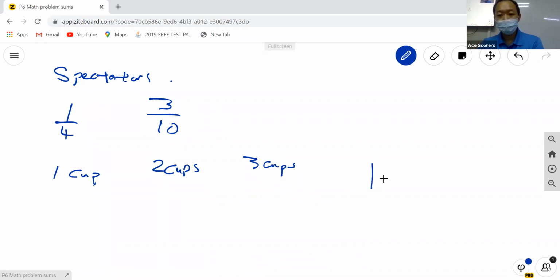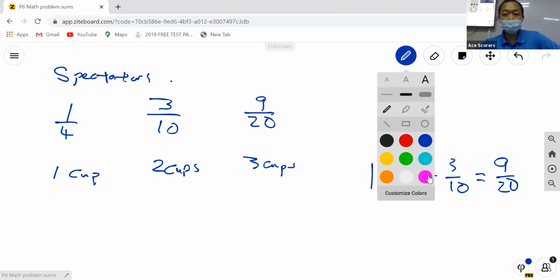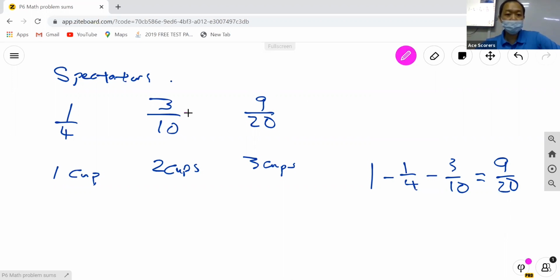So let's do the working. 1 whole minus 1/4 minus 3/10. What do you get? 9/20. Okay, so now this is 9 out of 20. So I have a bit of a problem. You see, all of them have different denominators. So what I like to do is to convert them to the same denominator for comparison. So this is actually 9. Then this one becomes 6 over 20.